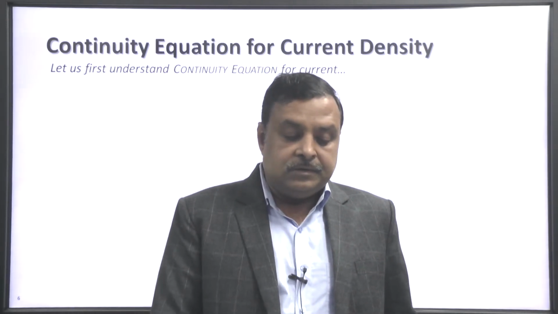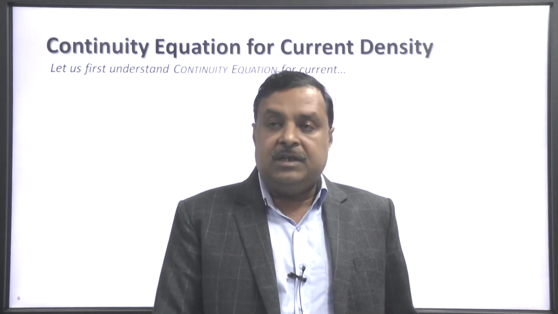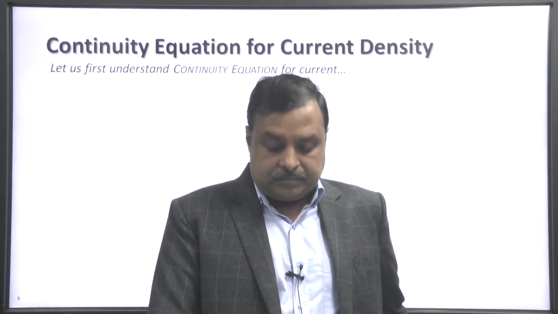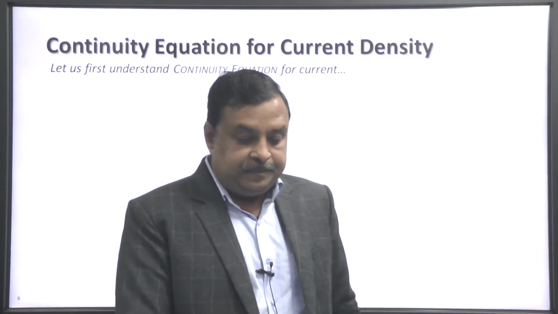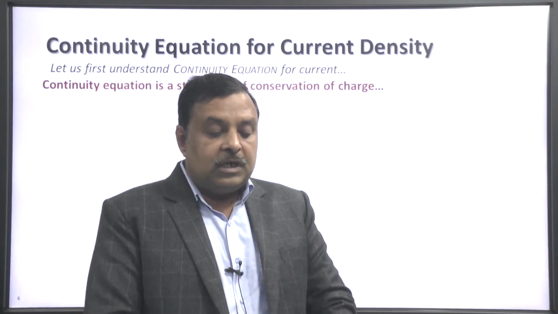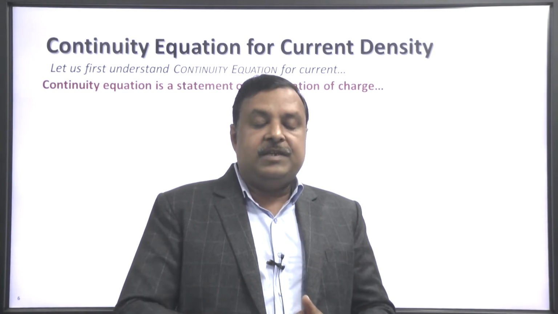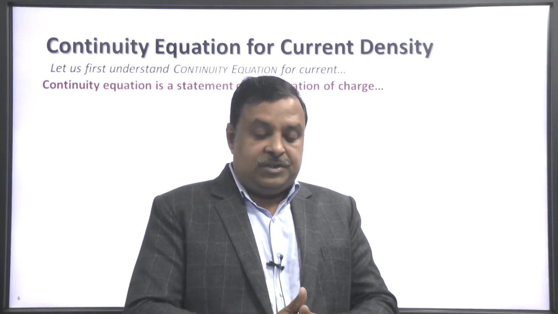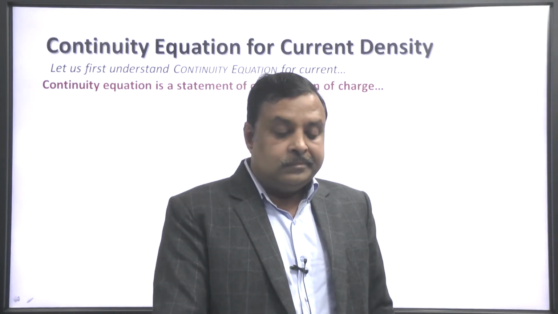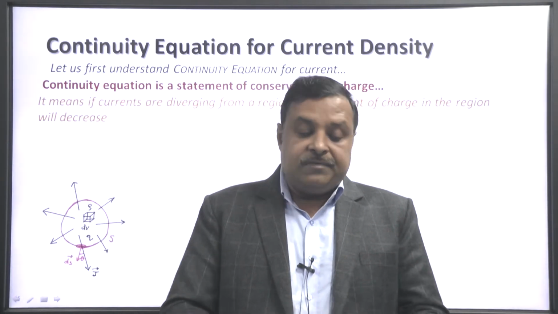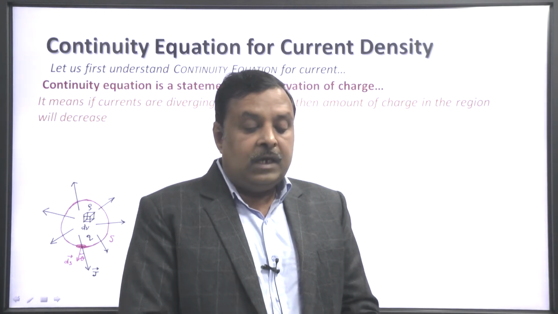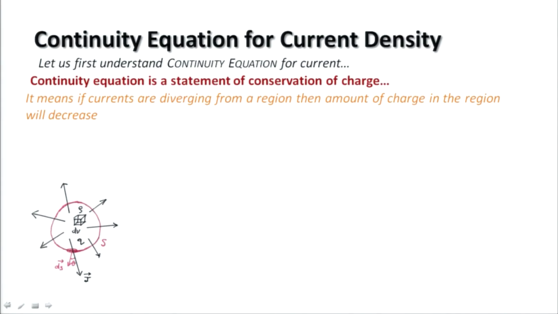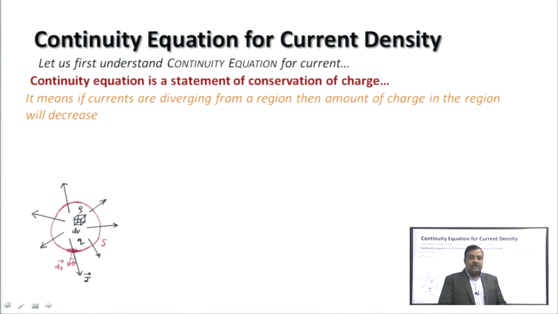First of all, we will understand continuity equation for current. So, continuity equation is a statement of conservation of charge. What is conservation of charge? It means if currents are diverging from a region, then amount of charge in the region will decrease.